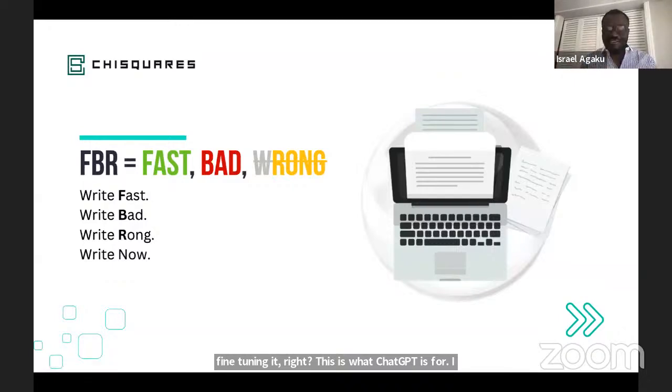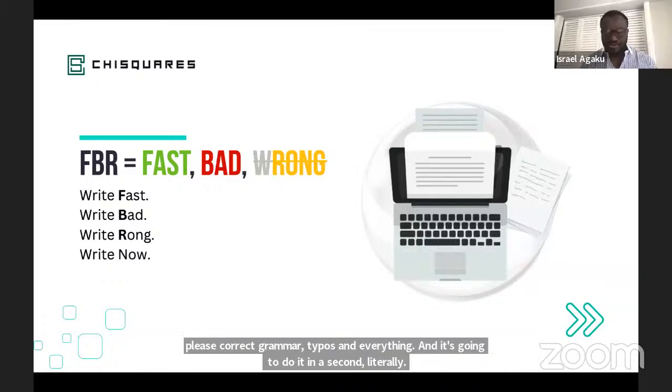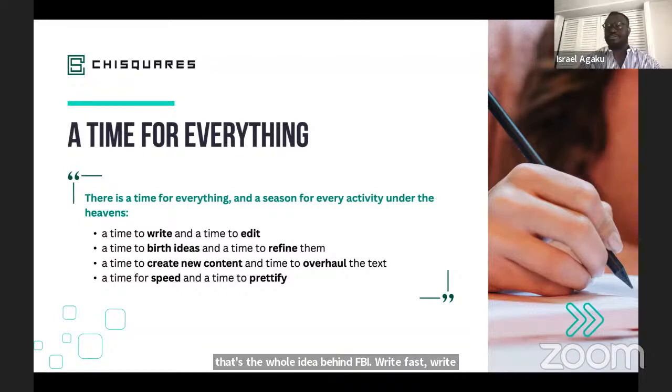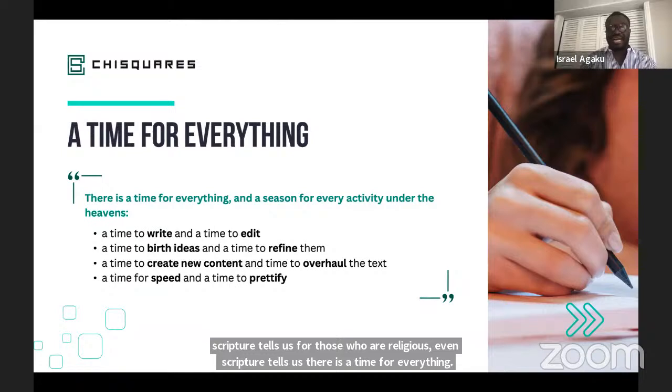And it's going to do it in a second, literally. But the main ideas, ChatGPT cannot generate those ones. I have to create those ideas by myself, right? So that's the whole idea behind FBR: write fast, write bad, and write wrong. Even scripture tells us, for those who are religious, there's a time for everything and a season for every activity. So there's a time to write and a time to edit.